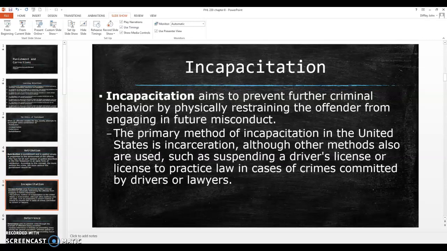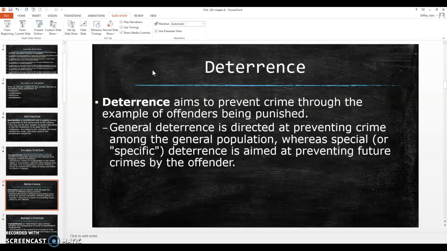Incapacitation is for some people who have to be kept away from the public. This is incarceration. It could be anything from suspending a driver's license to being kept in prison forever because you've proven you don't have a chance of reforming and not hurting people.